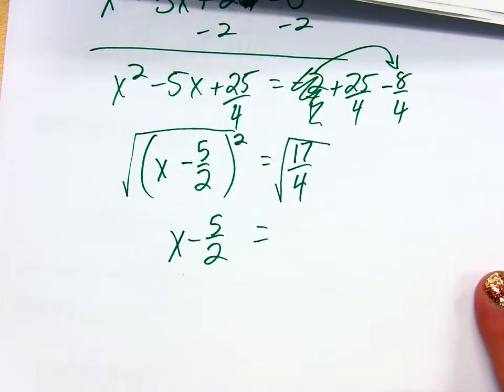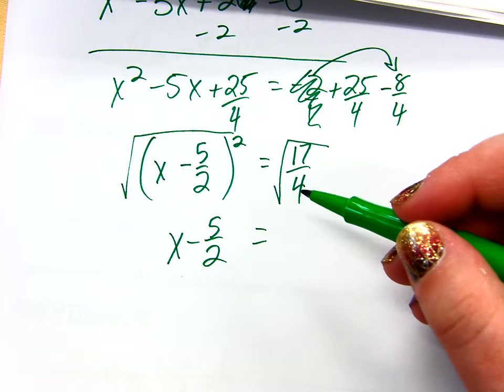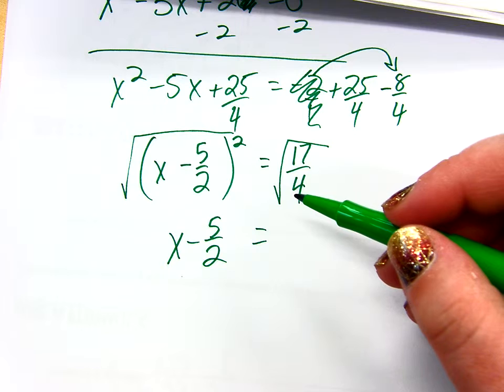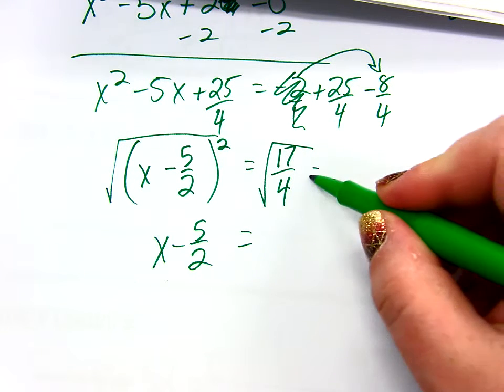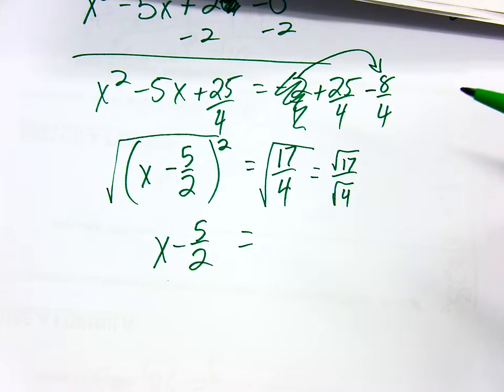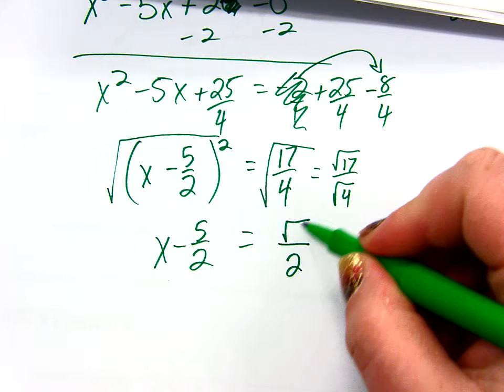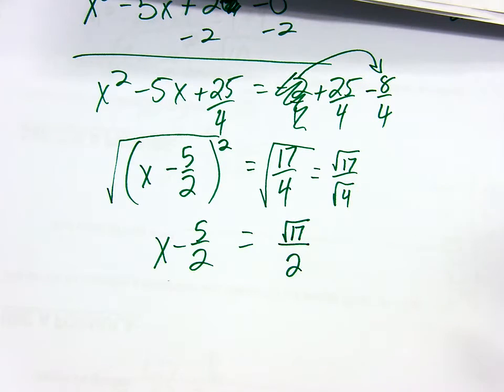Well, you can't square root 17 over 4. Well, true, but when you're taking the square root of a fraction, remember it's the same thing as taking the square root of each one separately. So this is the same thing as taking the square root of 17 over the square root of 4. Well, what's the square root of 4? 2. Up top I have square root of 17. That doesn't simplify. But the denominator, that was so nice and easy.